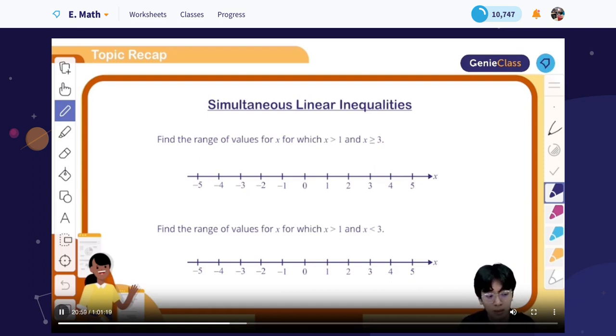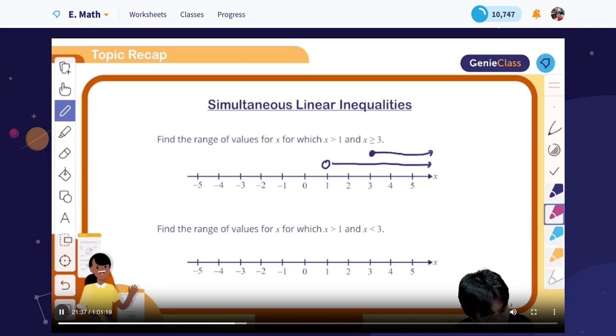How do you draw x more than 1 on the number line? Since it's a strict inequality, you have a white circle and draw your arrow all the way. Then x more than or equal to 3 means you draw a black circle and then all the way. Simultaneous linear inequalities means you have to find the shared region. The shared region will be this part here.